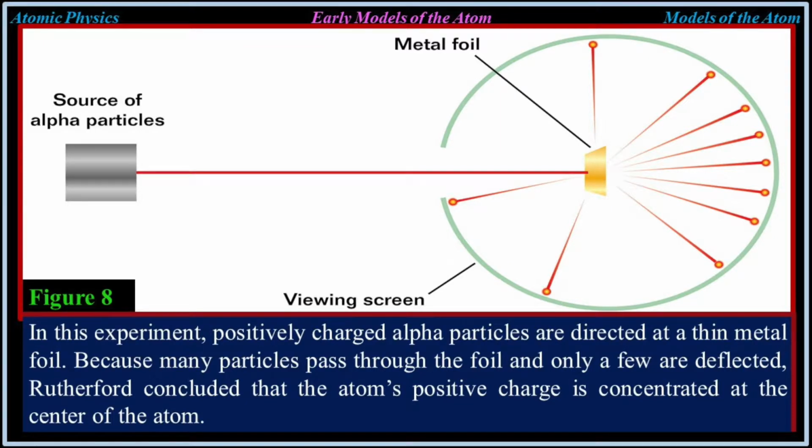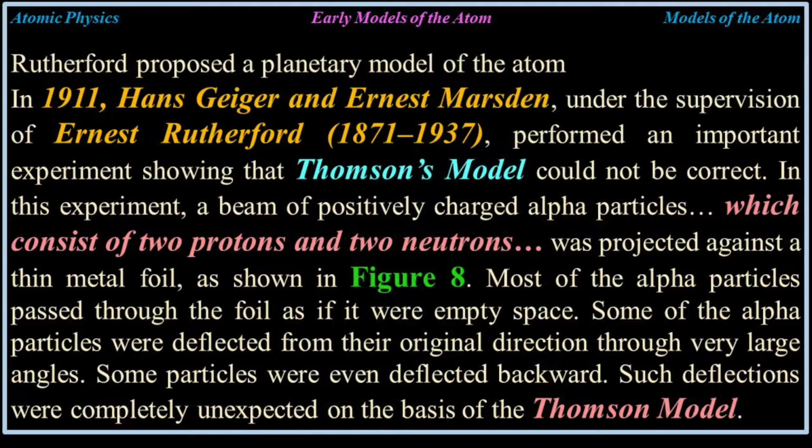In this experiment, positively charged alpha particles are directed at a thin metal foil. Because many particles pass through the foil and only a few are deflected, Rutherford concluded that the atom's positive charge is concentrated at the center of the atom. Rutherford proposed a planetary model of the atom.